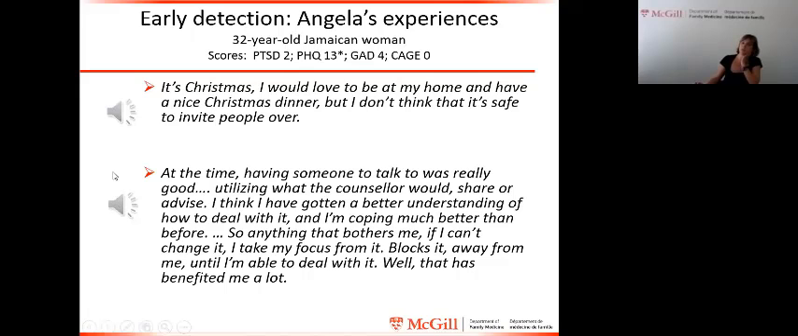So after using it, there was a detection, the possibility to talk to the GP, and a referral to a counselor. Again, we worked with the interdisciplinary team, and the counselor was available in the same clinic, so Angela is now starting to work with the clinician there.